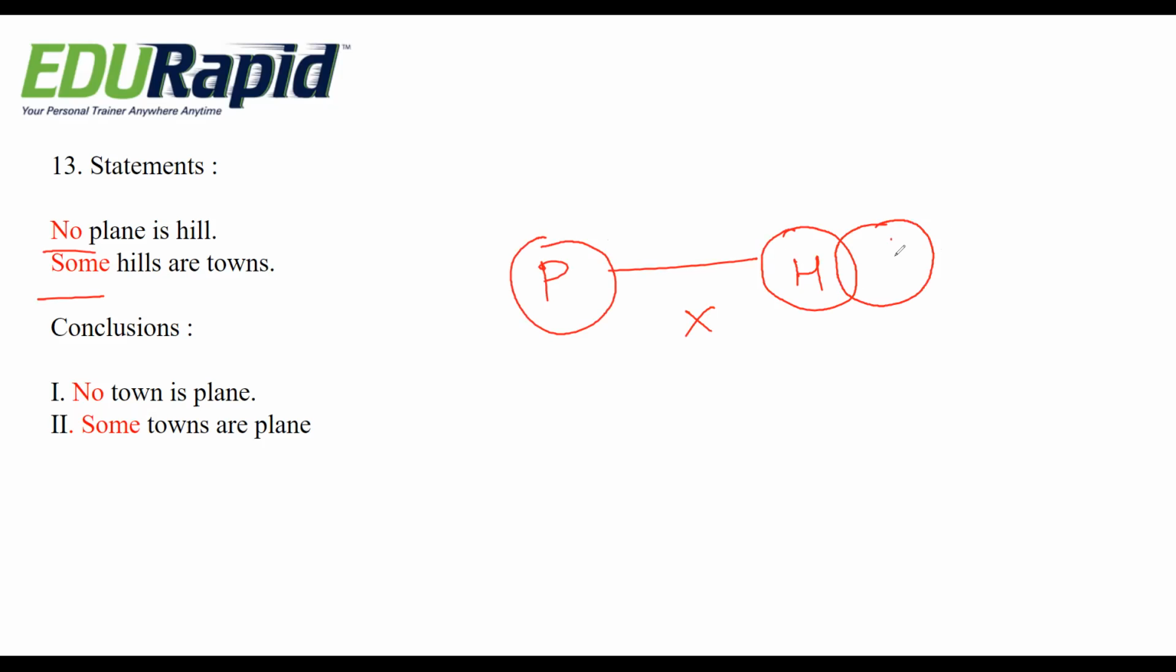The Venn diagram is like this. No plain is hill. Some hills are towns. Conclusion: no town is plain. No town is plain does not follow, because there may be a possibility that some towns are plains. In the statement, they have given no plain is hill. But there may be a possibility that some towns can be hill. Some town can be plain.